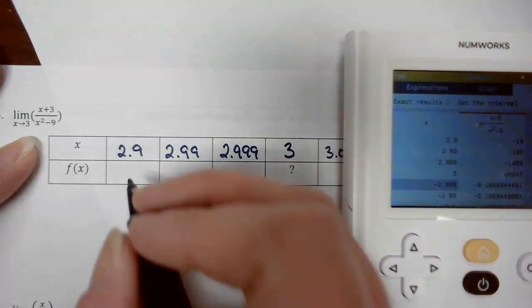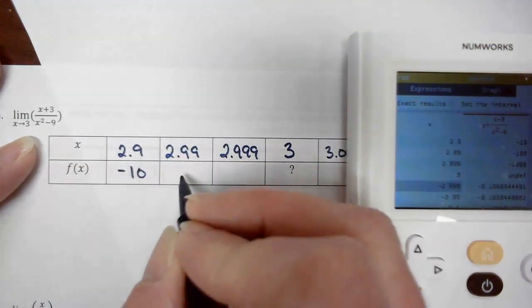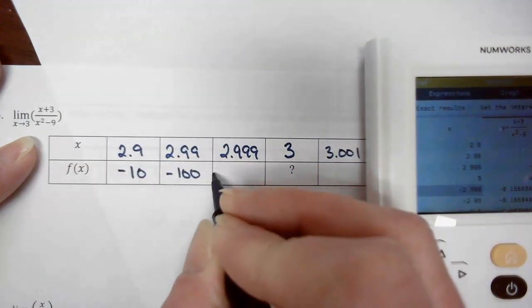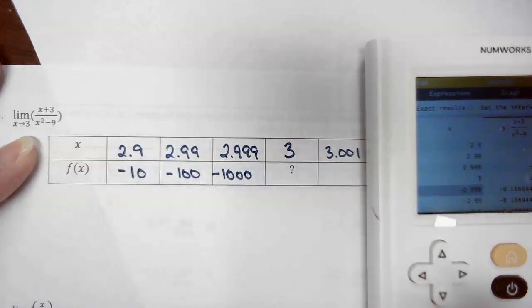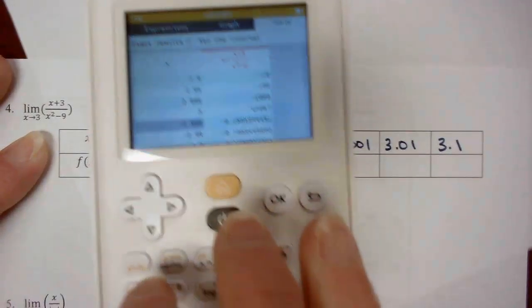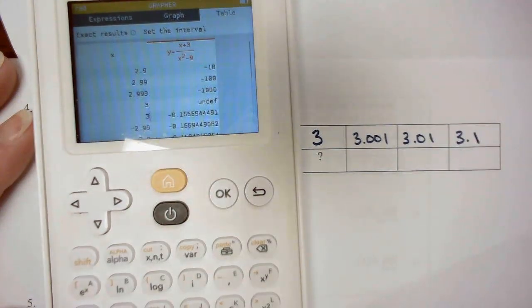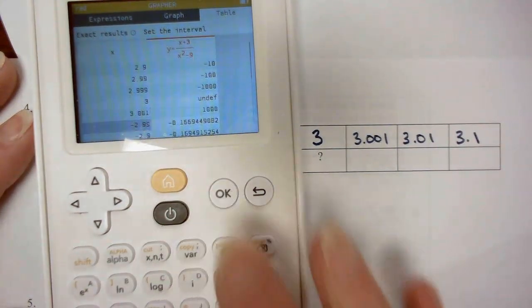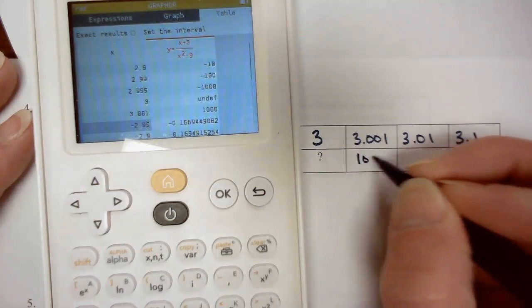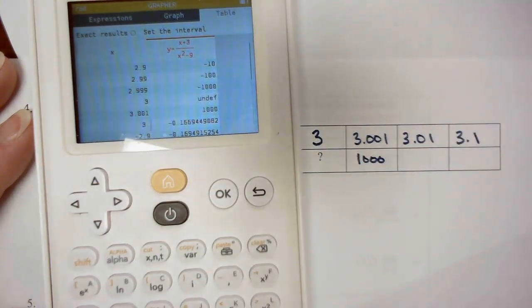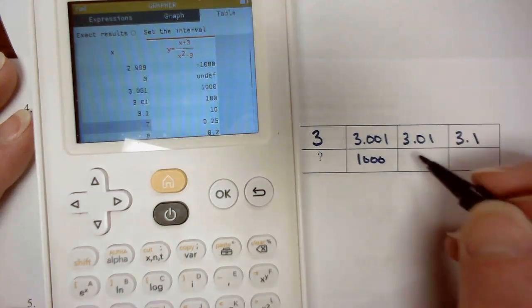That's bad. I'm going to go ahead and copy what I have here. -10, -100, -1000. Okay, on the other side, 3.001, 3.01, 3.1.